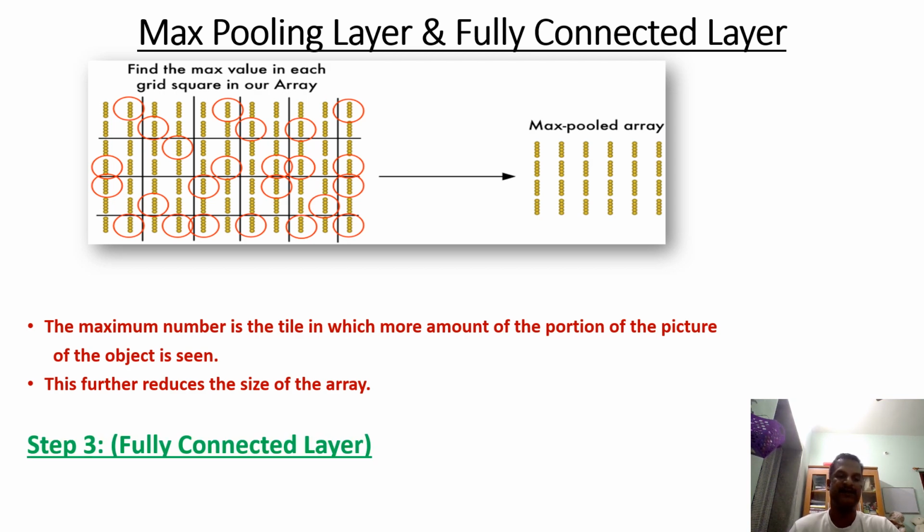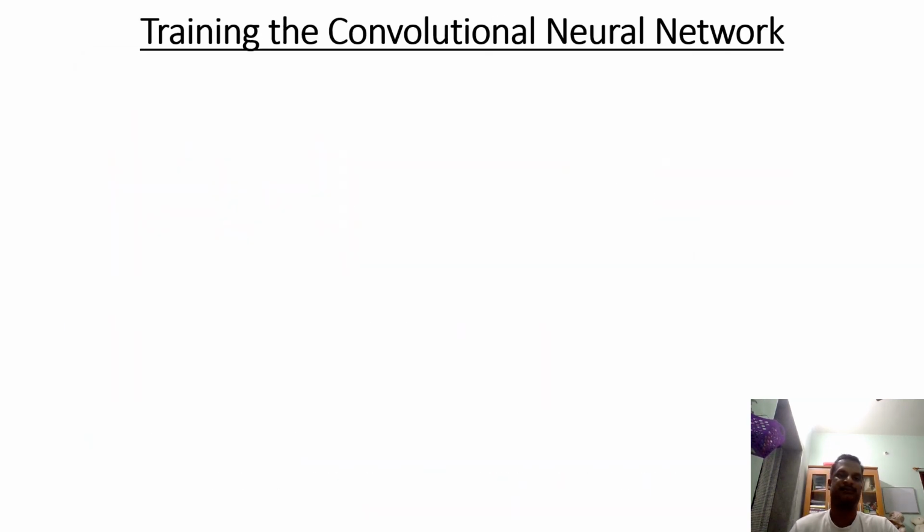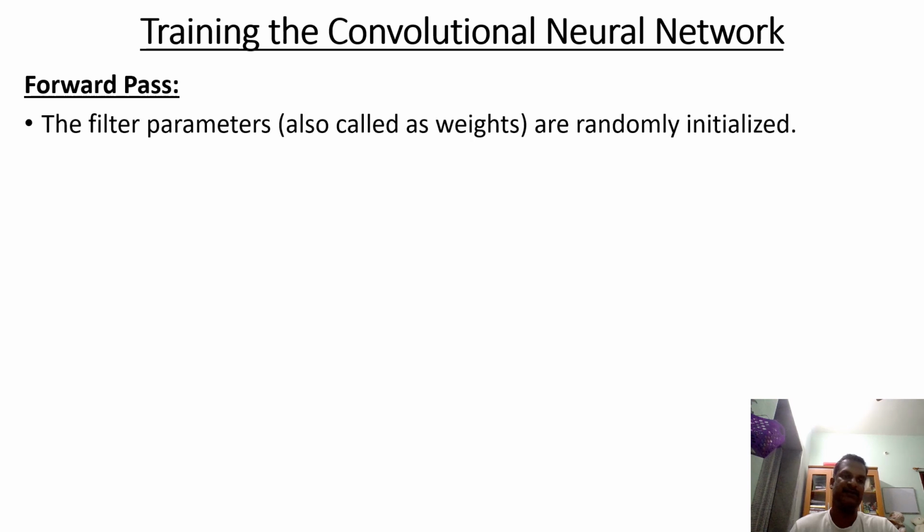And the third part, as we have already discussed, is the fully connected layer. It is a normal artificial neural network where you have an input layer, hidden layer, and output layer, the concept of weights, and also the training process with the help of stochastic gradient descent. Now, this is all about the architecture of the convolutional neural network. Now, let us look at the training part of the convolutional neural network. The training consists of two passes: the forward pass and the reverse pass. Let us see what happens in the forward pass.